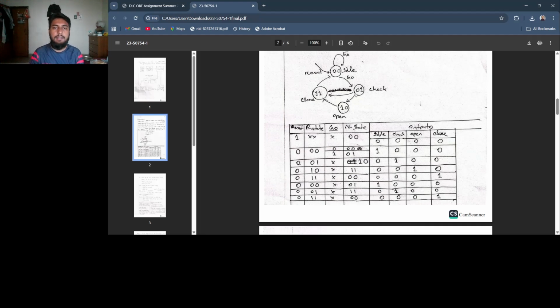Then here is another arrow from check to close according to my conditions. So again my next state is 00, it becomes my present state: idle to check, check to close, and close to idle.